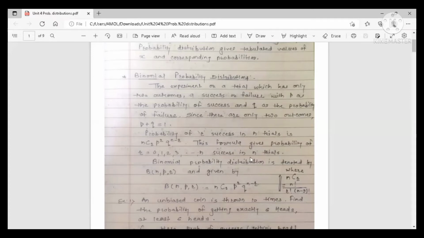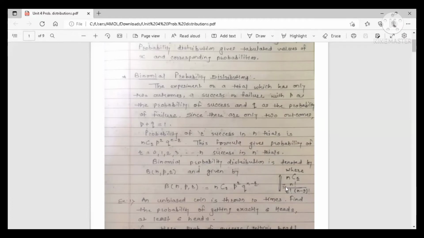So the notation of binomial probability distribution is B of n, p, r, or you may write beta n, p, r. N means number of trials, P means probability of success, and R means the number of times you are getting success out of n trials. And the formula is B of n, p, r is equal to nCr into P raised to R into Q raised to n minus R. So this is the formula of binomial distribution.